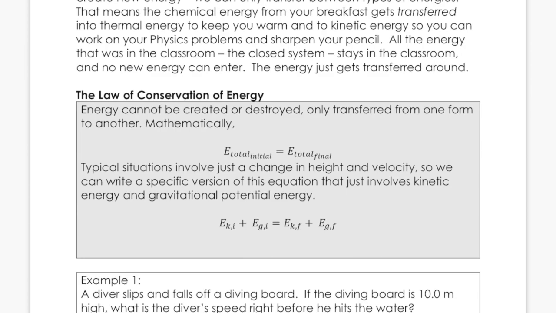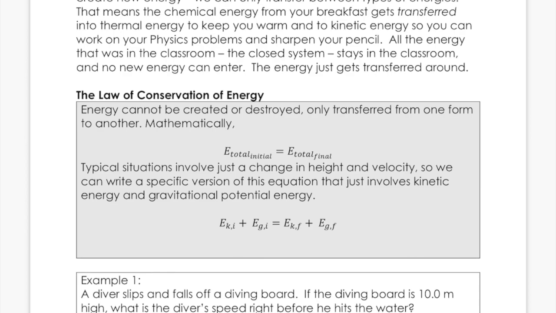So energy cannot be created or destroyed. It's only transformed from one form to another. We talked about the different ways that energy could transform before. Mathematically, it just means that the total initial energy has to equal the total final energy. Typically, situations involve just a change in height and velocity.